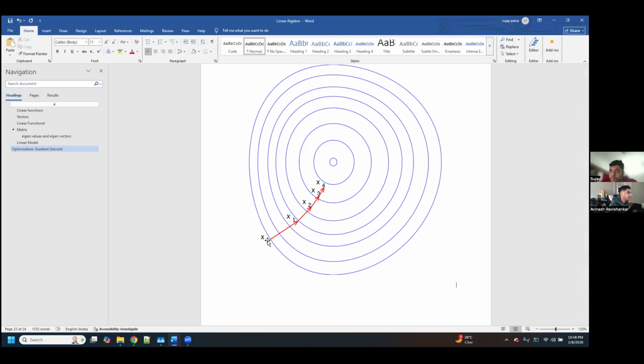What this is saying is, at x naught, look at which direction is the steepest, which direction is going as high as possible, and go along that direction a little bit. Then again from that point, check which direction is the steepest. So you are naturally adapting towards the peak, and eventually, after some iterations, you will reach here. This is what gradient descent achieves.